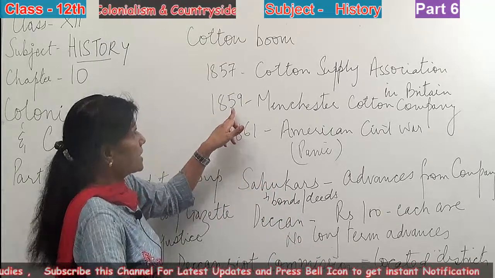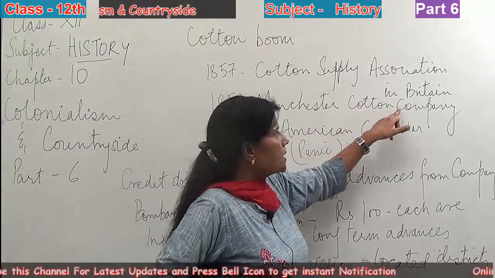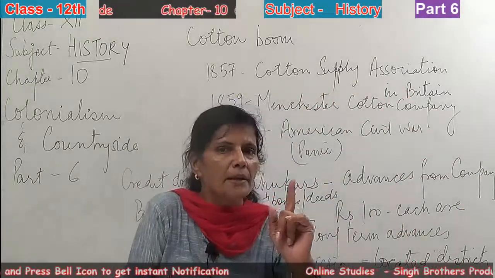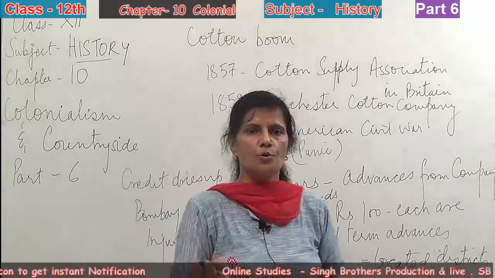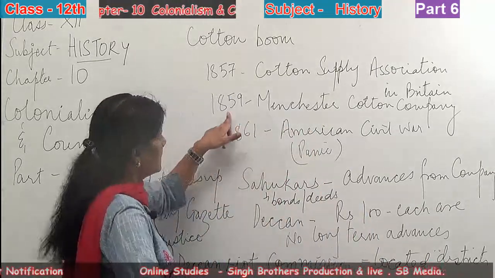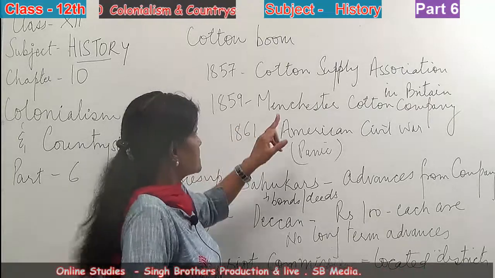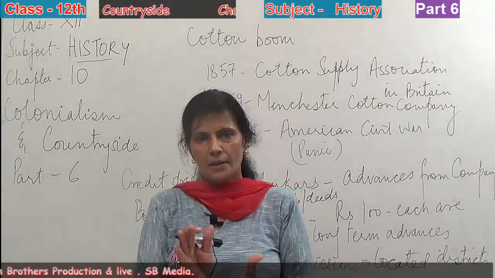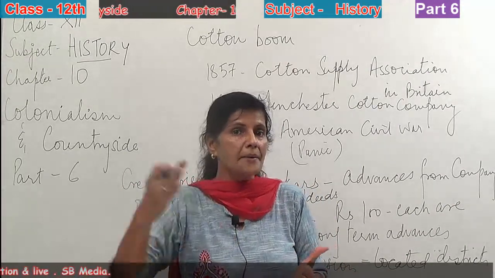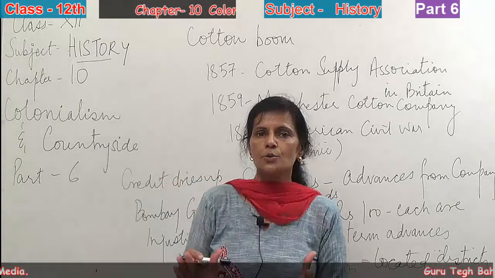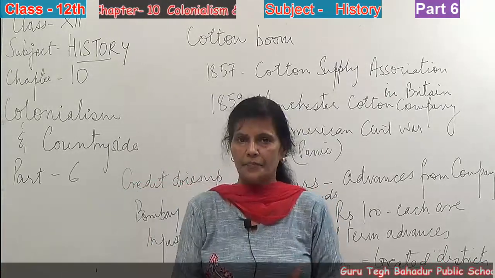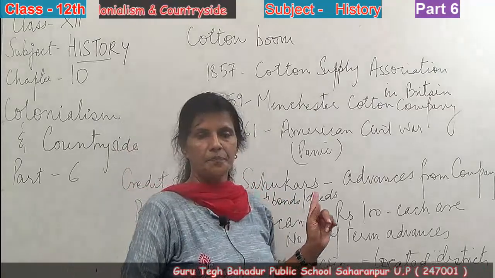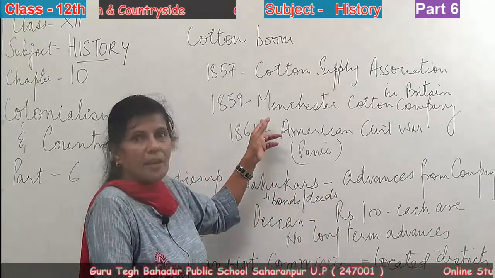Then in 1859, the Manchester Cotton Company came up. Remember, the Cotton Supply Association was founded in Britain, not in India, because there they could work according to their own wishes. After the revolt of 1857, the Manchester Cotton Company came up, because Leeds and Manchester were the two areas of England, that is Britain, that were producing cotton for a very long time. You must have read about Manchester coming to India.